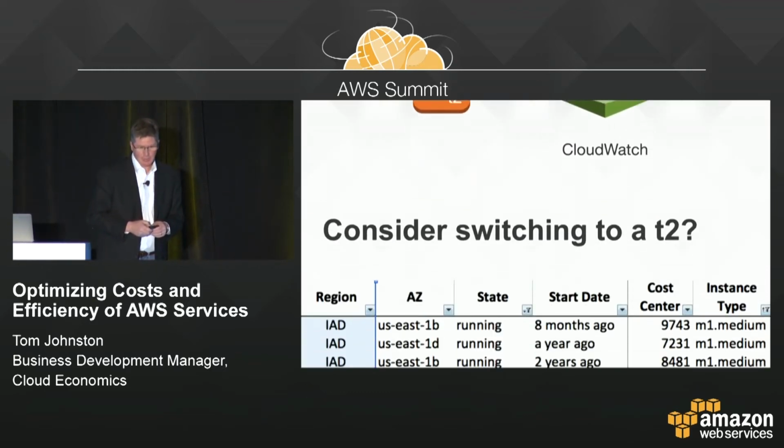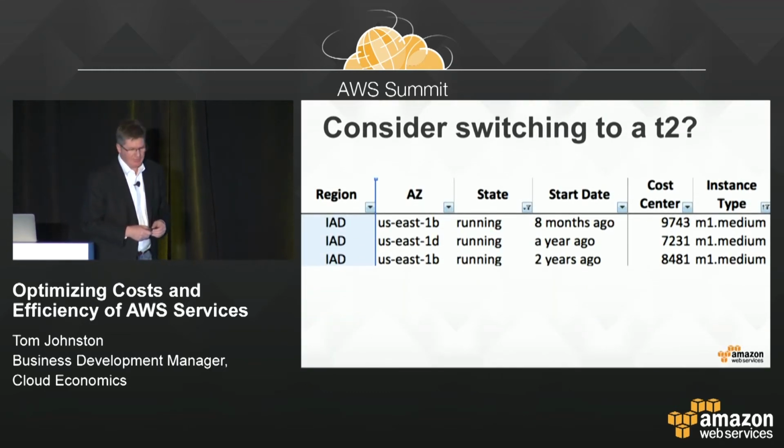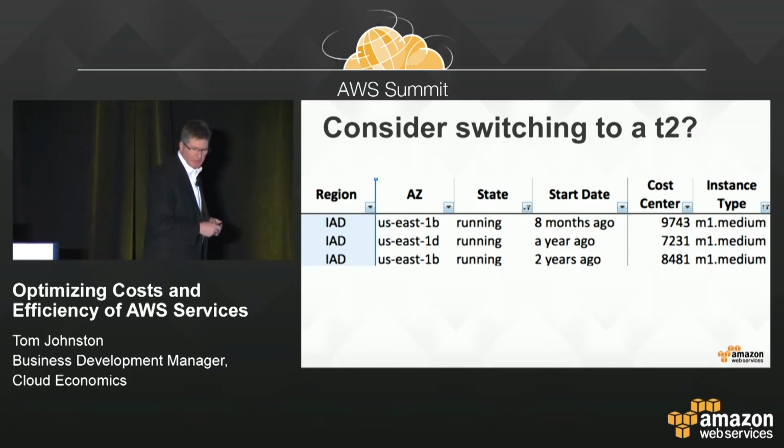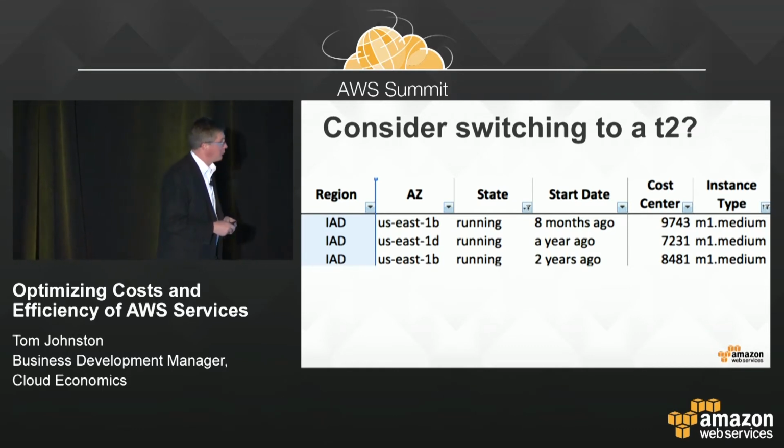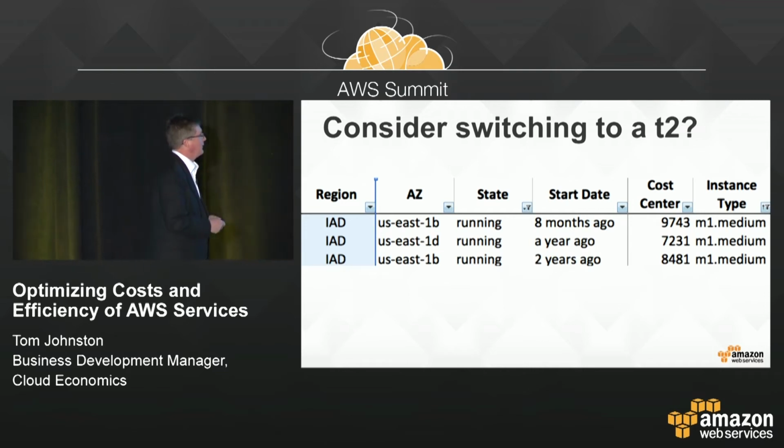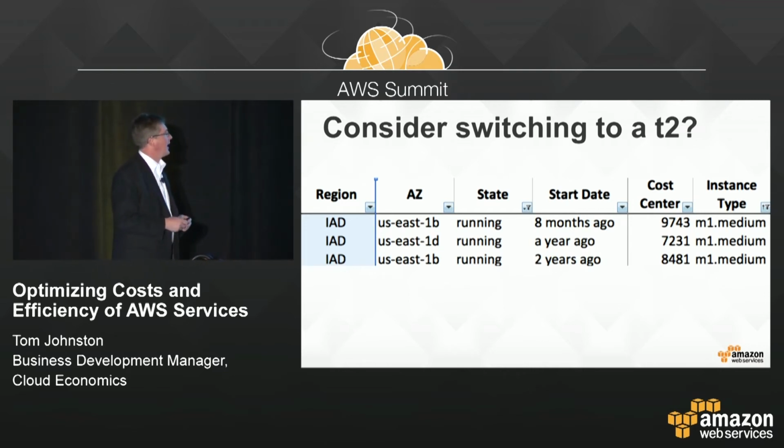Okay. Now, this is a real-life customer. I've obviously anonymized it. You can tell they're running an older instance to start with. They're on the M1 medium, not the M3. These are great candidates to switch to a T2. If they're running an M1, there's probably no reason they can't run on a T2.